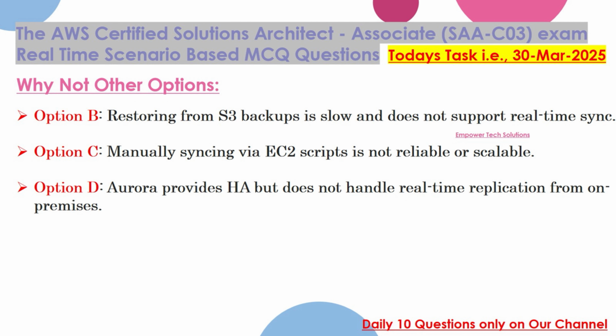Option B. Restoring from S3 backups is slow and does not support real-time sync. Option C. Manually syncing via EC2 scripts is not reliable or scalable. Option D. Aurora provides HA but does not handle real-time replication from on-premises.